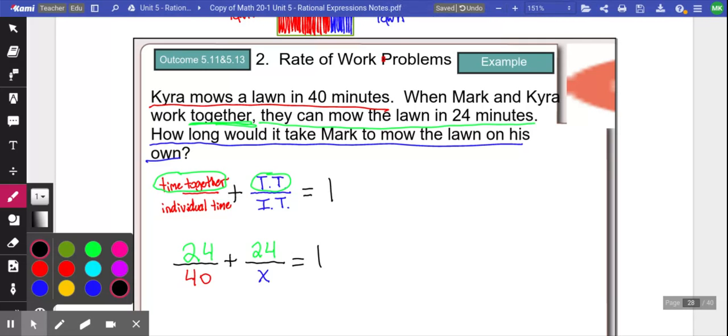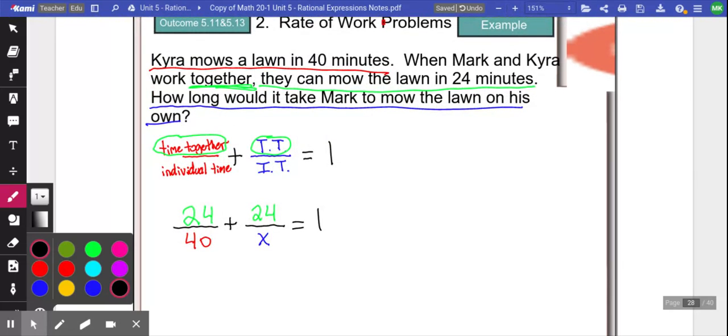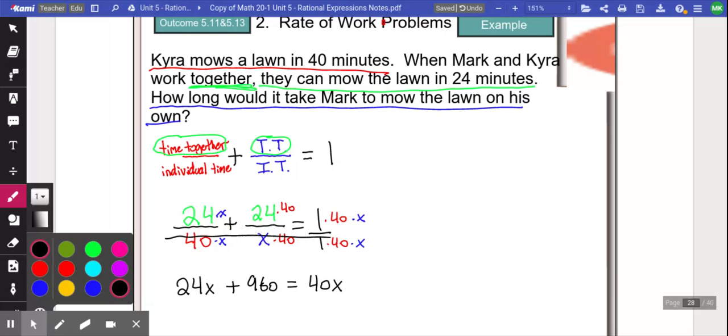Again, the setup is the hardest part. If you have it set up, everything else should go smoothly. To solve this, you need a common denominator. Remember, this 1 is 1 divided by 1. So that means I need to multiply this one by 40 and this one by 40. I need to multiply this one by X and this one by X. So I have 24X plus 24 times 40 equals 40X. The denominators are gone.